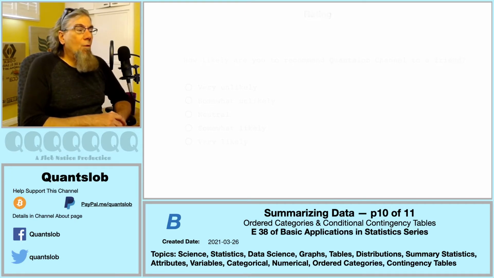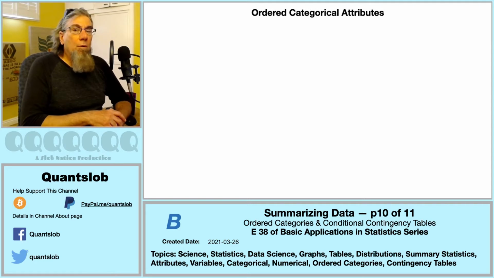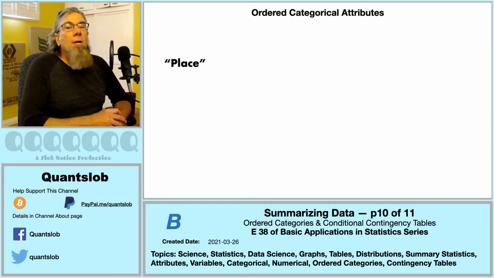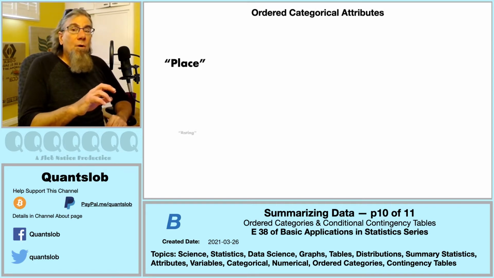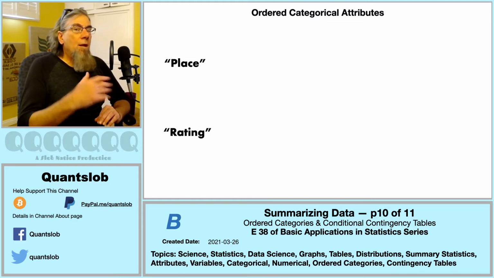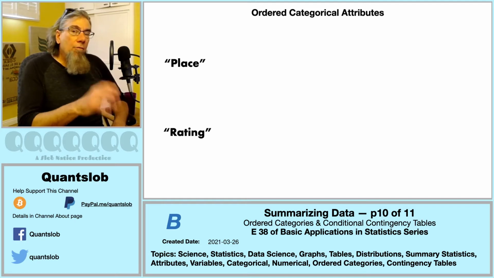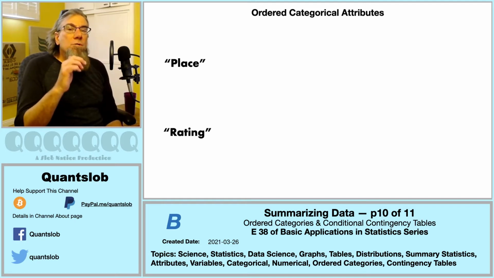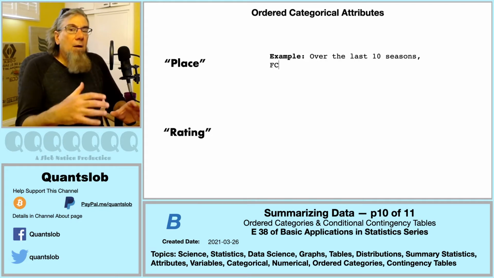So you may be wondering, why did we not detail ordered categorical attributes earlier in this series? Well, for one thing, to really understand how these work, we first need to have a good grasp of how categorical attributes behave and how numerical attributes behave. But the other thing is that for most simple data summaries, we usually treat these simply as a categorical attribute.